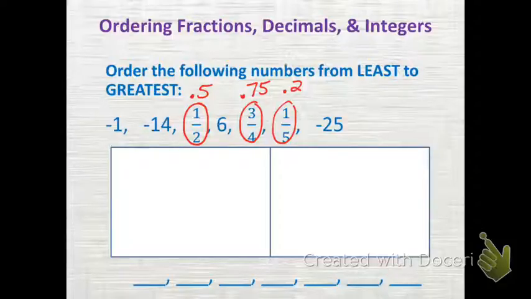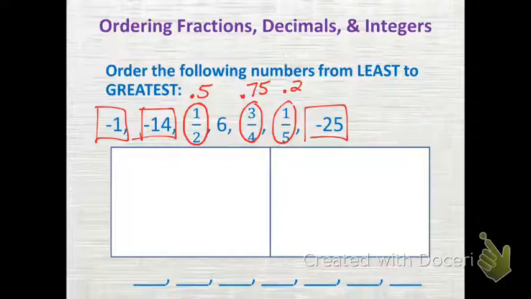Okay, we're going to talk about that more in just a second. But let's go ahead and do this. I'm going to put some boxes around all the negatives. So we have -1, -14, and -25. So it says from least to greatest. So of those three negative numbers, which one's the smallest? Good, -25. I'm going to cross it out so I don't forget I've used it. Which one is the next smallest? -14, and the next smallest? -1. Okay, we got our negatives out of the way. Now let's talk about the positives.